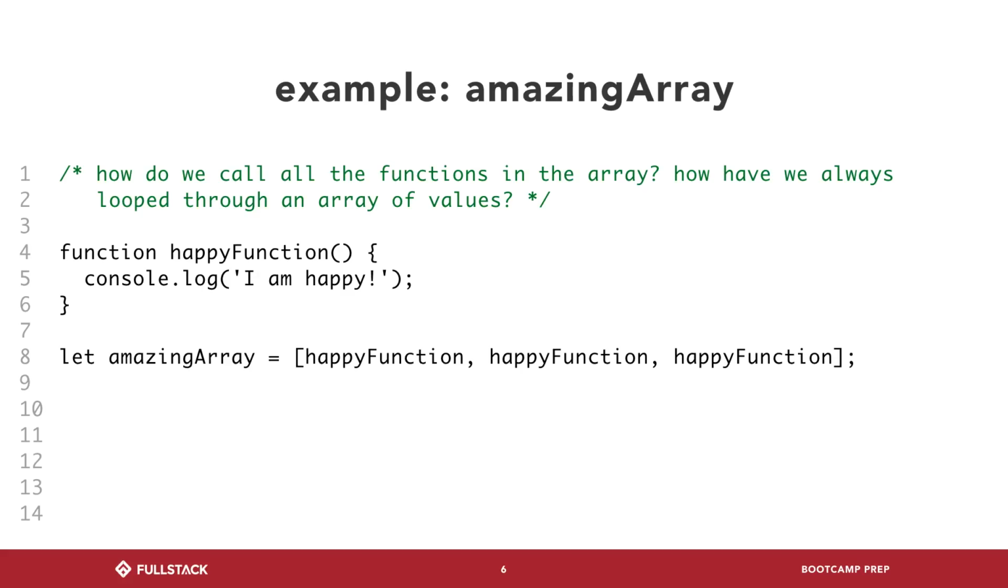If we go back to earlier when we created this, before we did a push, now we just create it like I created let array equals 1, 2, 3. Here we just create an array. And in this case on line 4, I defined this function called happy function. Notice how on line 8 I'm just putting happy function in the array. So once again, I have my array of three functions.